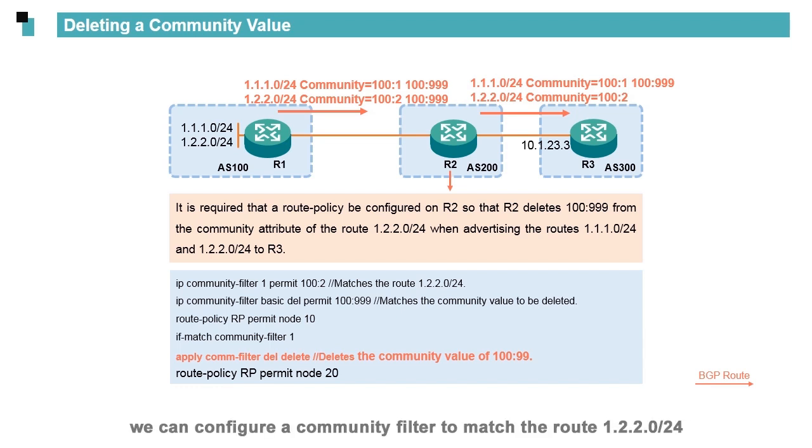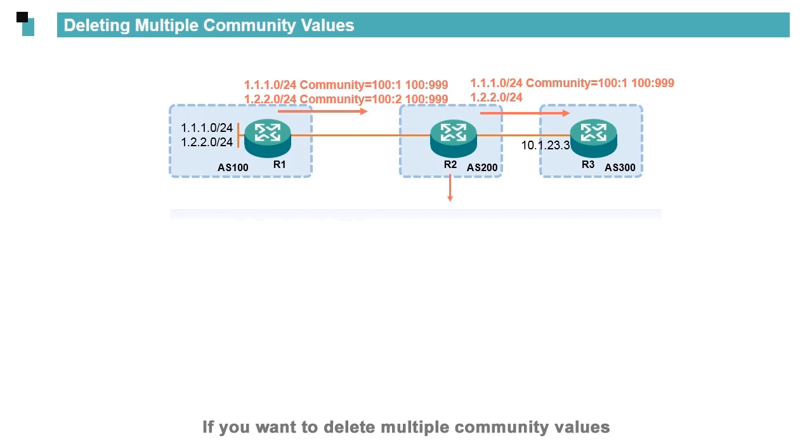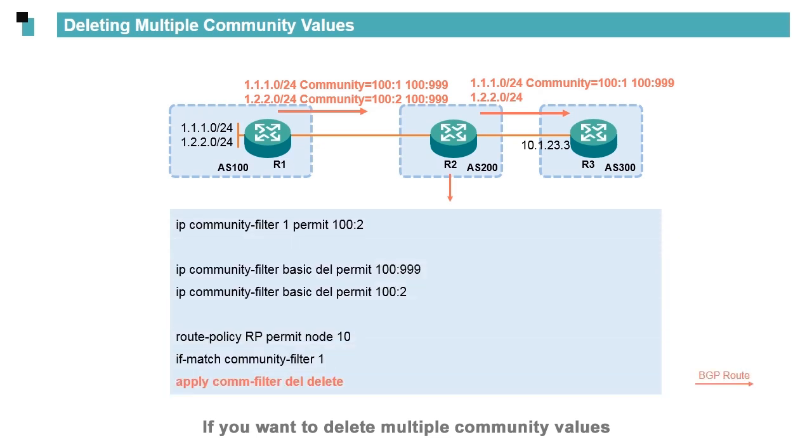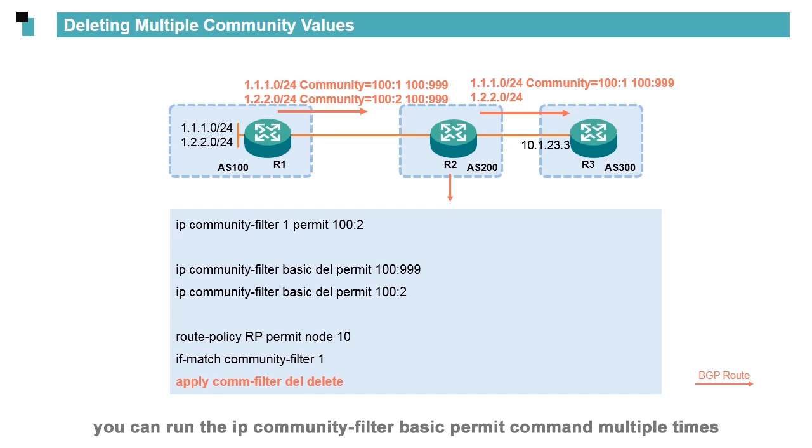In this case, we can configure a community filter to match the route 1.2.2.0/24, create a route policy to reference the community filter, and configure an apply clause to delete the community value of 100:999. If you want to delete multiple community values, you can run the ip community-filter basic permit command multiple times to match the community values to be deleted one by one.